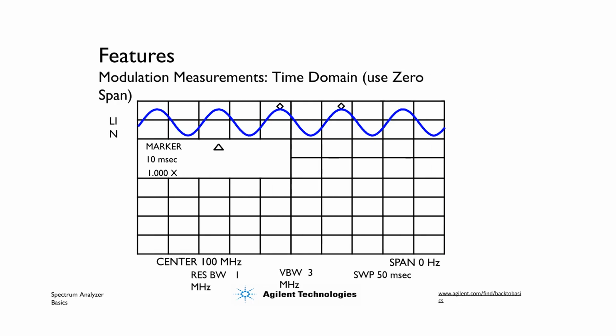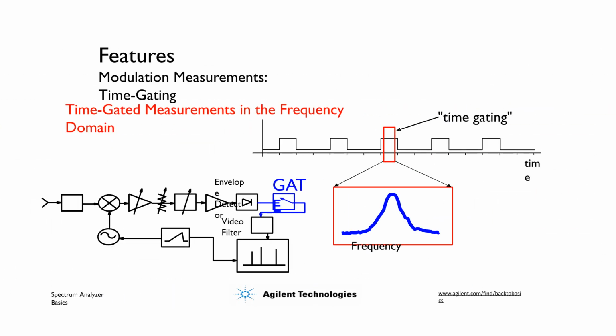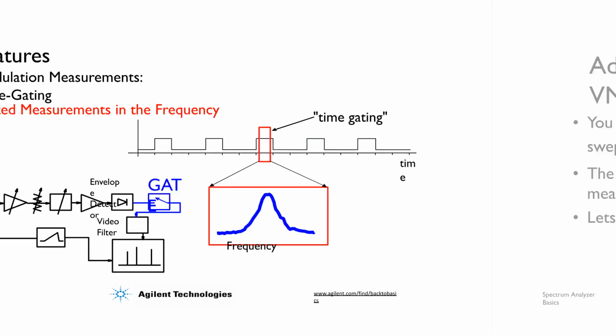For modulation measurements, the zero-span feature allows time domain analysis, displaying amplitude over time, which is useful for pulsed signals. Time-gated measurements in the frequency domain use a gate to select a specific portion of the signal's time record for frequency analysis, useful for burst or pulsed RF signals.